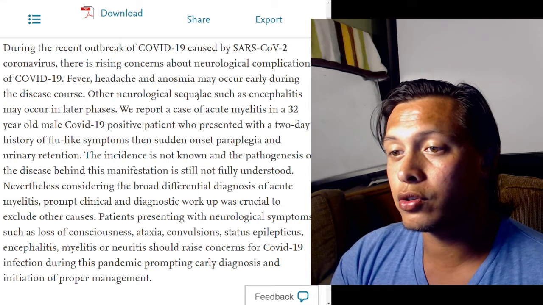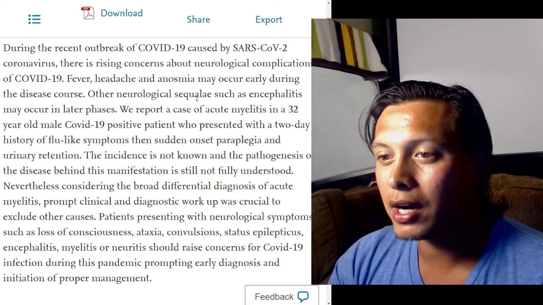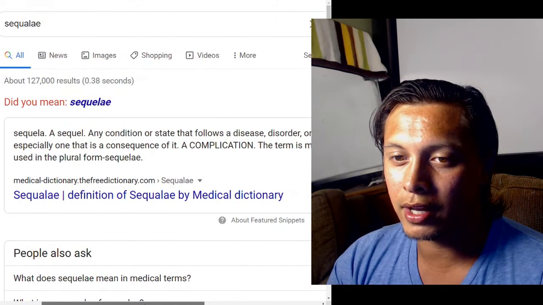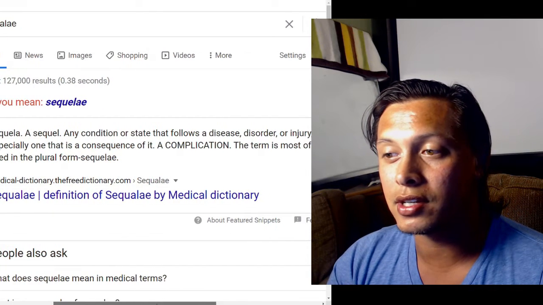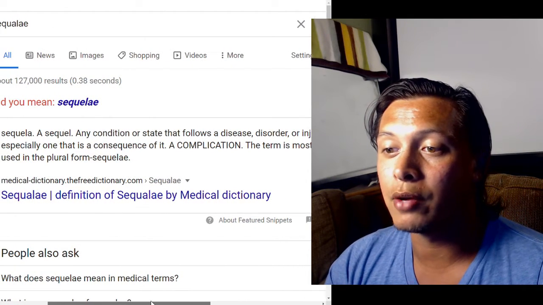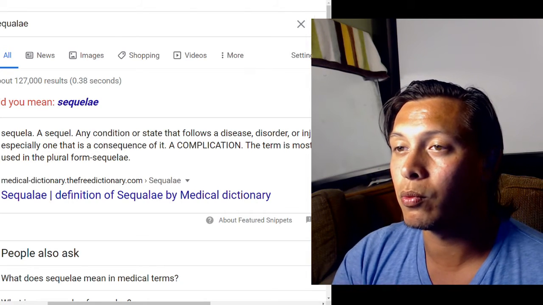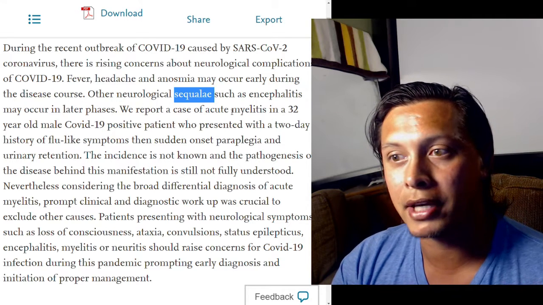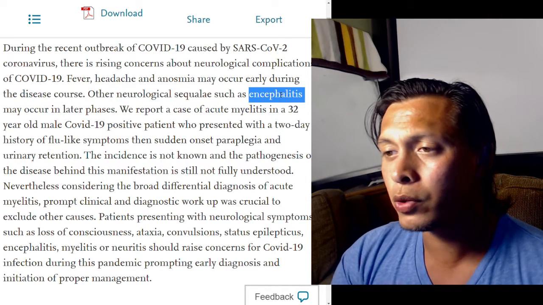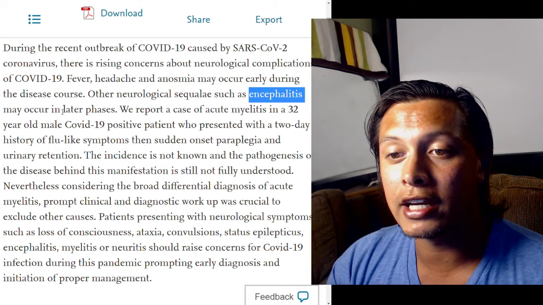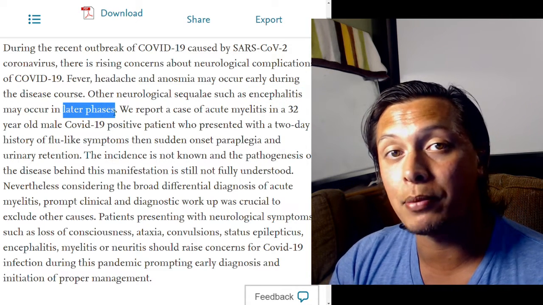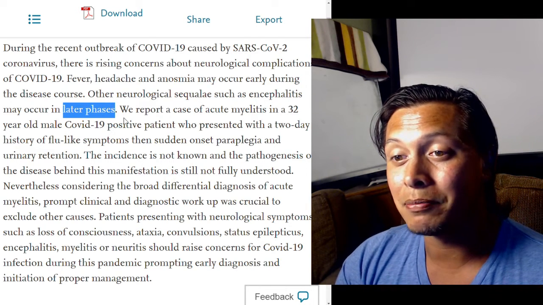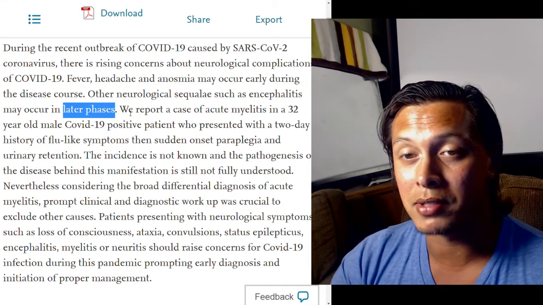Other neurological sequelae, and I think these are symptoms, but sequelae are any condition or state that follows a disease, disorder, or injury. So a complication would be a good non-jargon way to say that. Other neurological complications such as encephalitis, which would be swelling of the brain, may occur in later phases. So this might be something that happens after the fact. When people think that they are in the clear, it could be that they will show symptoms later.